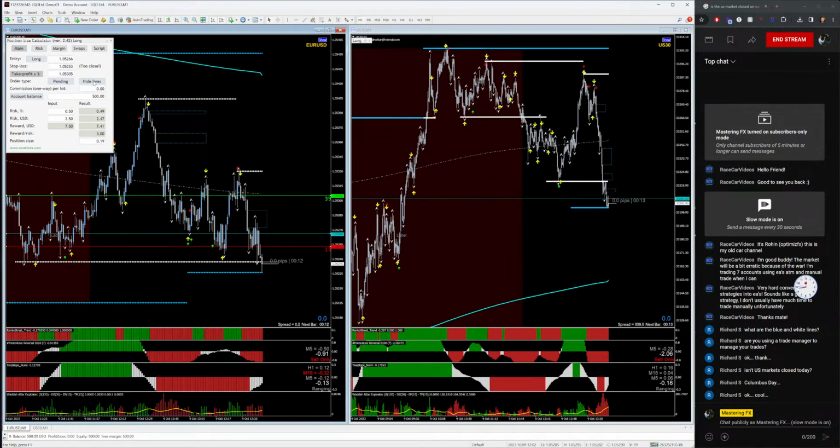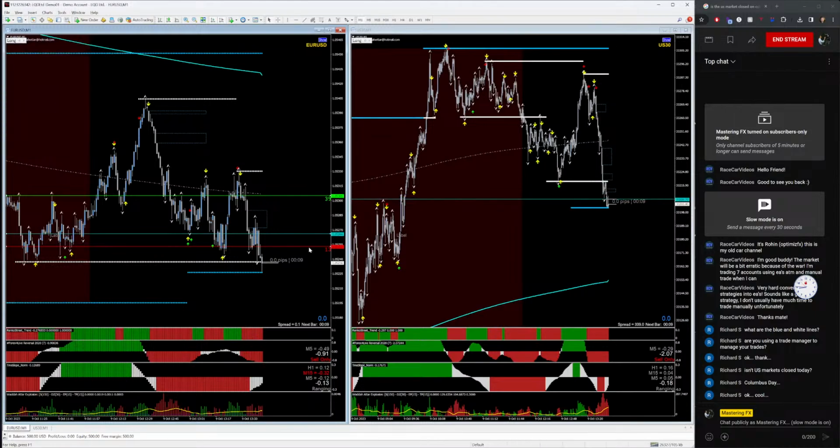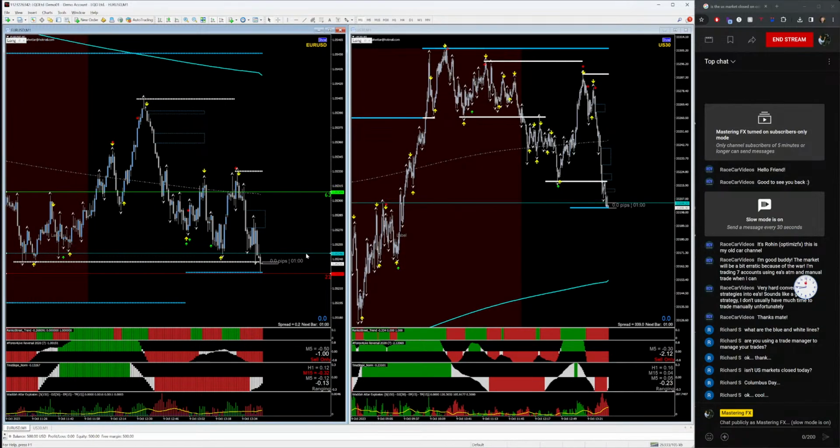So let me get my tool up here, and I'm just going to set my stop loss underneath. I'm just going to change it 100 times probably, but just to get it in place.